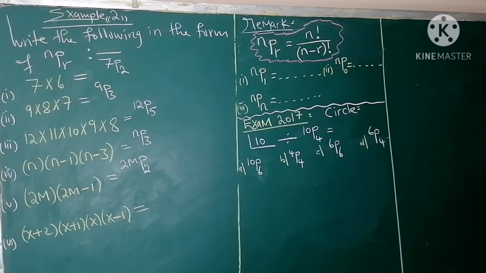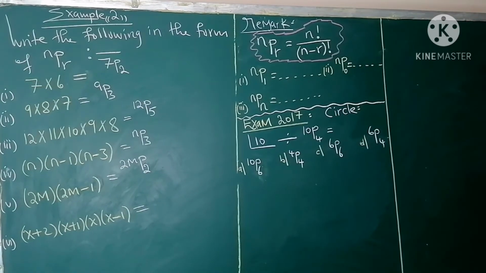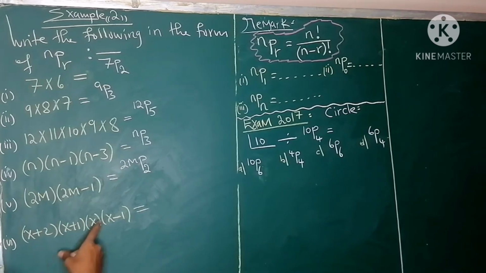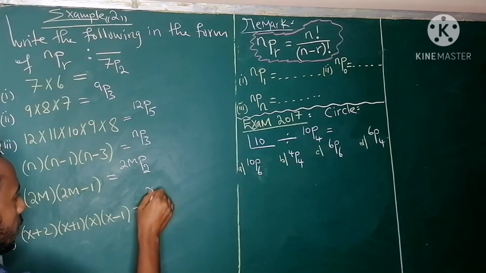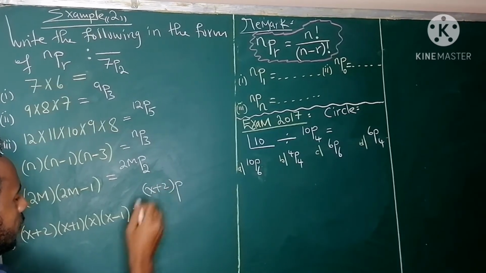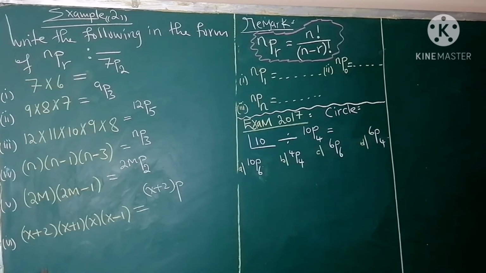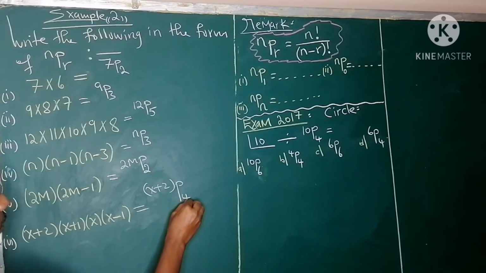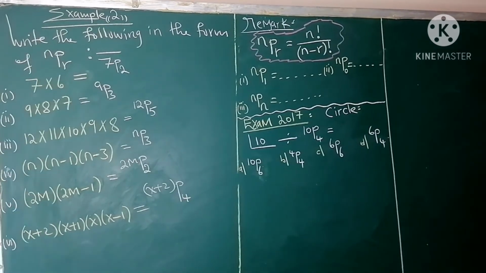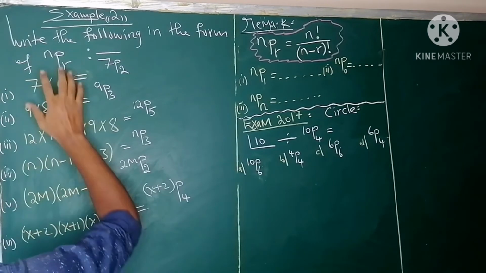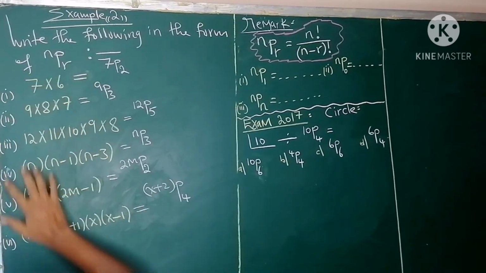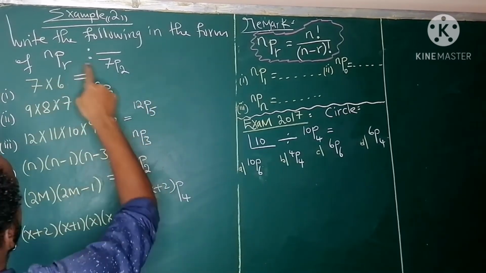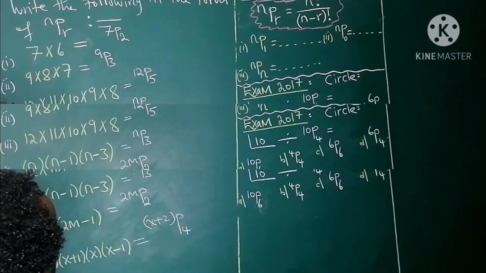And number 5 says, this is x plus 2, x plus 1, x minus 1, so it is decreasing by 1. The biggest one is x plus 2. Then how many factors? 1, 2, 3, 4. 4 factors. So now we have written these numbers, this multiplication, these factors in nPr form, or permutation. Let's continue.